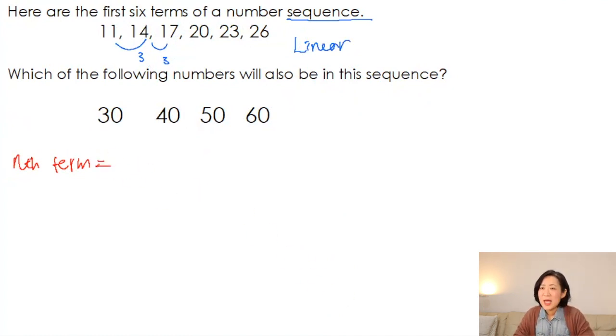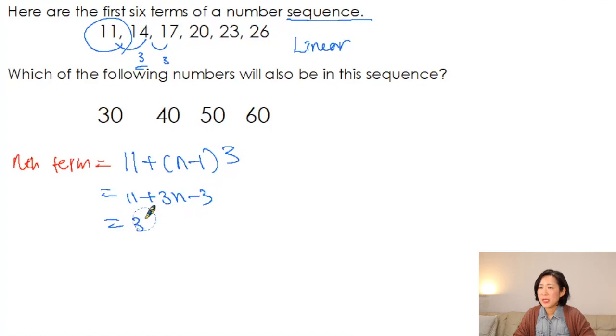The first number is 11, plus n minus 1 times the common difference, which is 3. Now let's simplify our expression. 11 plus 3n minus 3. 3n plus 8 is the formula. Then now let's see whether 30 is in this sequence or not. How can we do it? How can we figure out that 30 is in our number pattern?